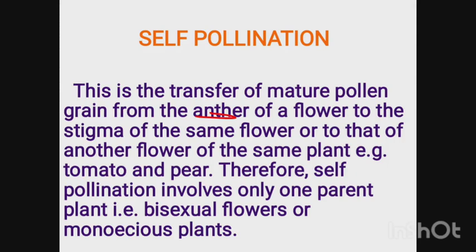Okay, so that is self pollination, and this one occurs in bisexual flowers. That means flowers that have both the male and the female reproductive organ bearing on the flower. So a flower that has both the male and female reproductive organ is known as what? Bisexual. That's both the male and the female part bearing on the same flower.